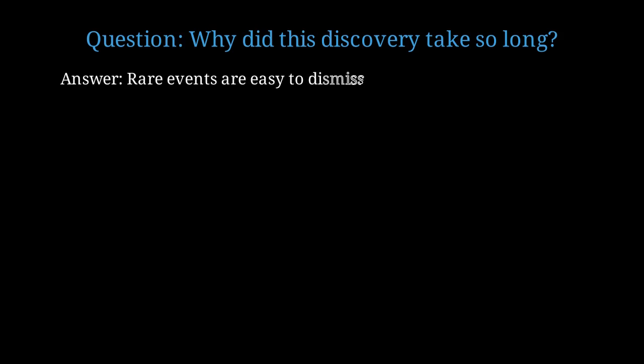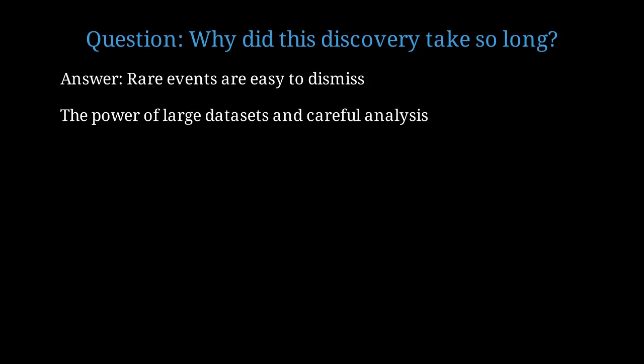Answer. Rare events are psychologically easy to dismiss. When 99.99% of your data looks normal, you might ignore the 0.01% that looks strange. Rutherford's genius was recognizing that those rare events were not noise, but signal. By collecting massive datasets and carefully analyzing the tail of the distribution, he found the truth.